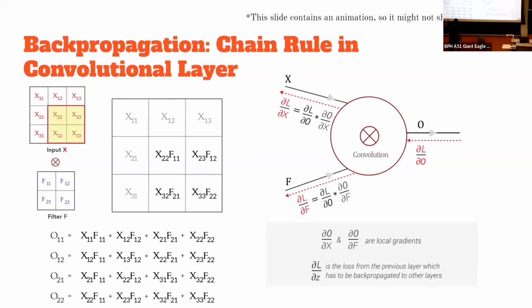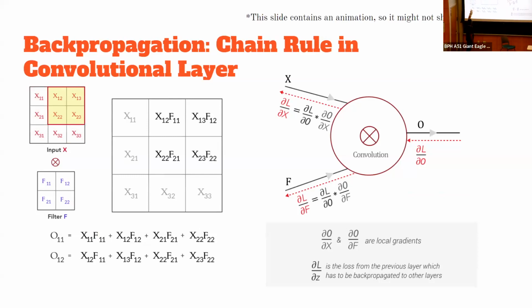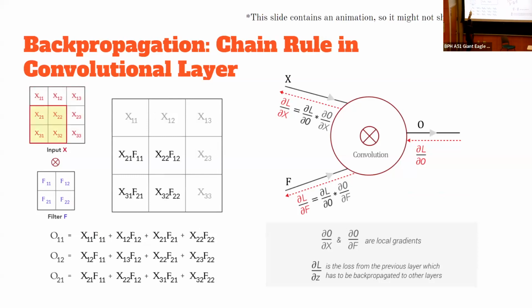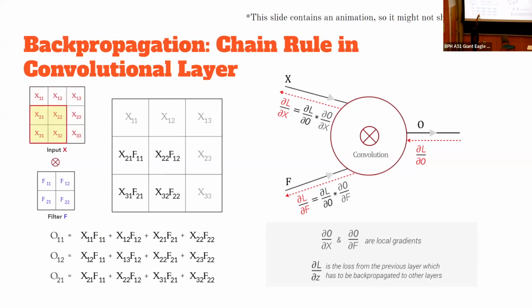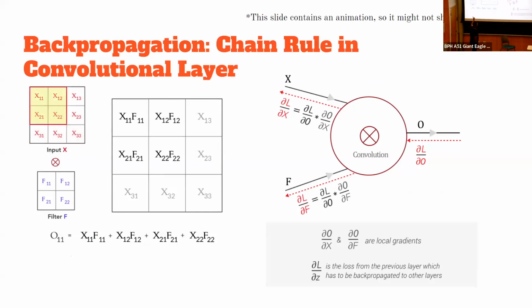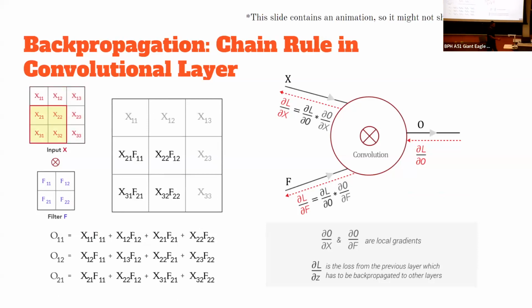As you can see in the top left, the filter moves across the image or the input x, and we get the values O11, O12, and so on. You can look at how the multiplication is happening, and then we add it to get the output of the convolution operation, right?